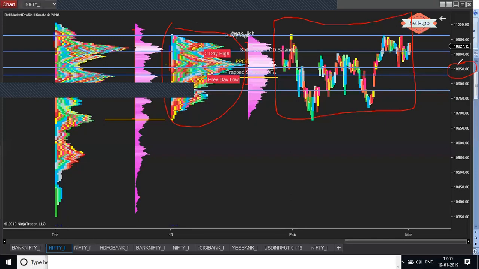Higher level consolidation, so that is going to be the key support level. For any serious downside to come, price has to break 10,850 to break down for any serious downtrend.